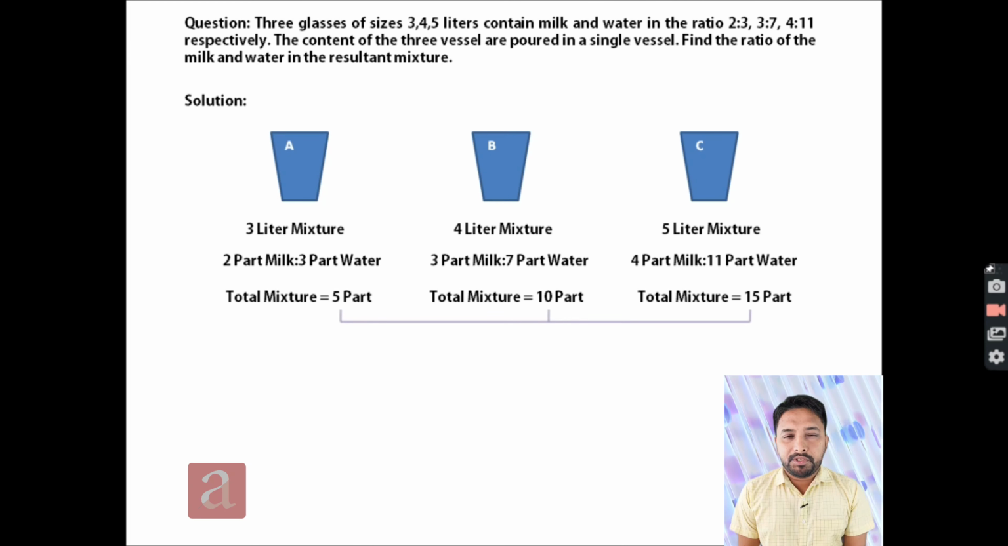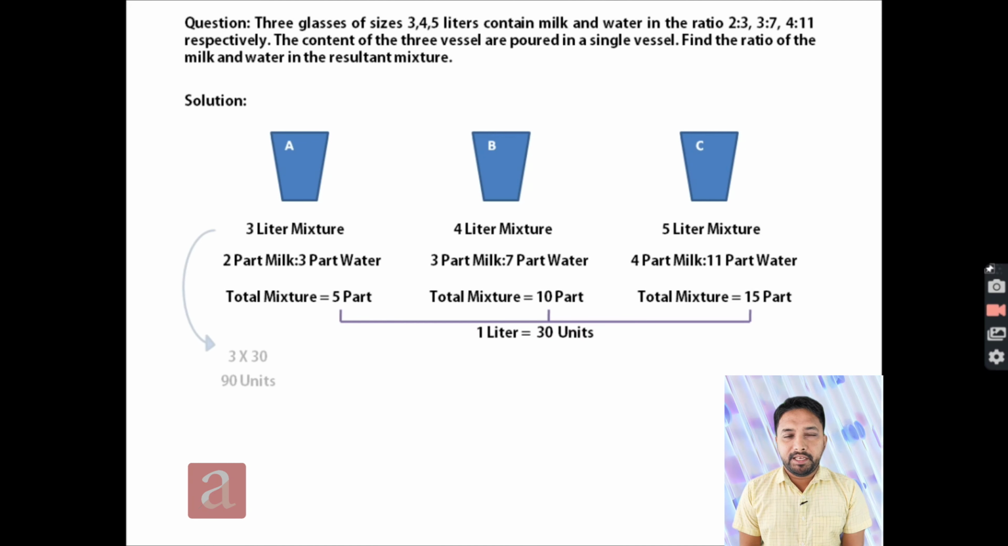Now think of a number which is divisible by 5, 10 and 15 simultaneously. It may be 30, it may be 60, it may be 90 or it may be any other number. I am considering 30 for this calculation. Let us assume that 1 liter is equal to 30 units.